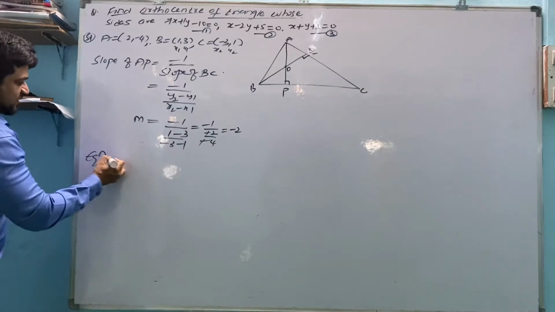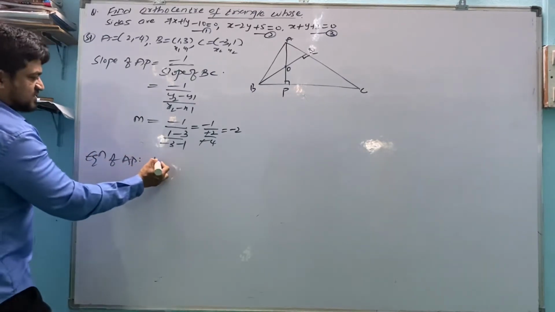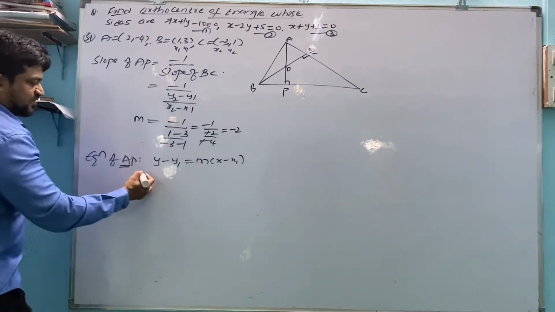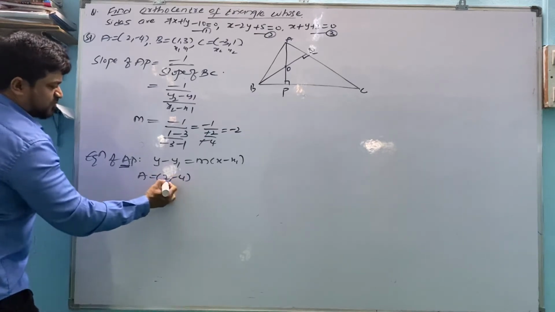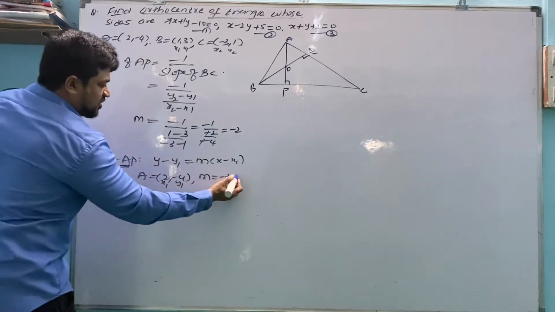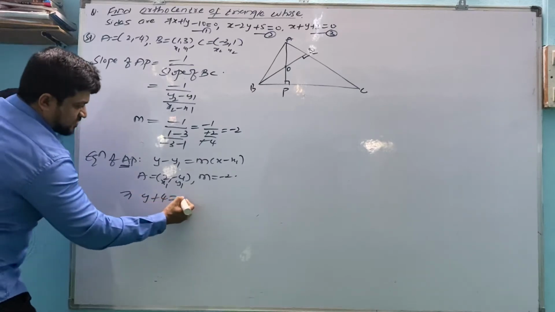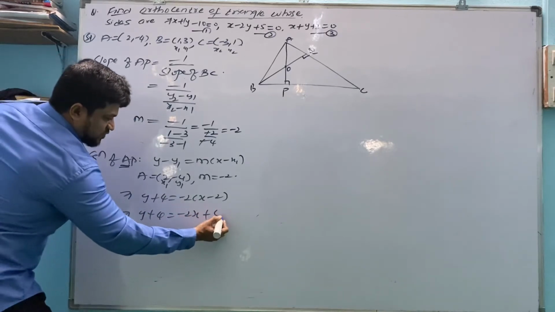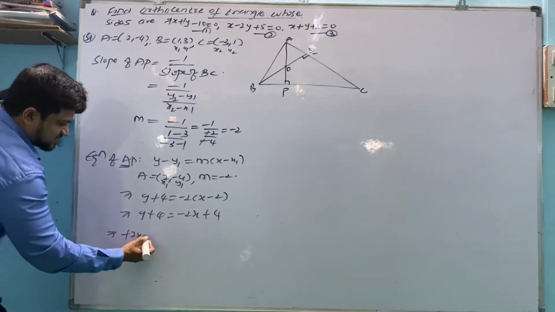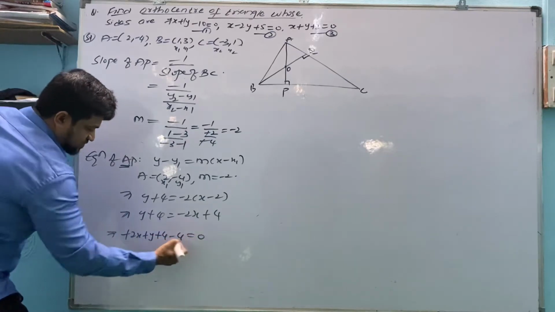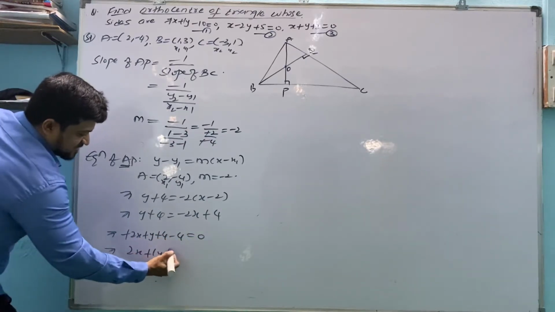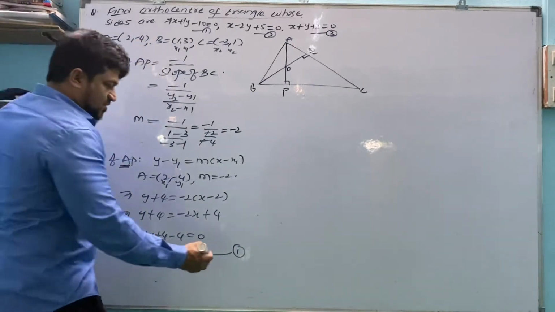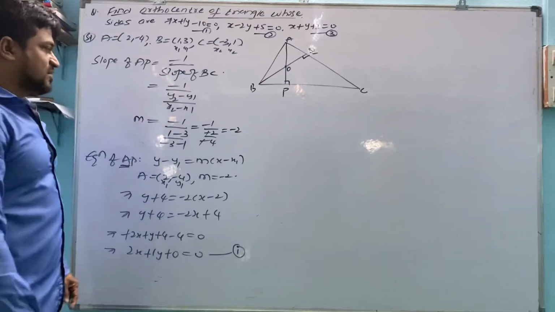Now the equation of AP. The equation of AP is y minus y1 equals m into x minus x1. Because we are finding AP, vertex A is used here as the point on the line, x1 y1, and the slope is what we got just now. So y plus 4 equals minus 2 into x minus 2. Minus 2x comes this side, plus 2x plus y plus 4 minus 4 equals 0. So 2x plus 1y plus 0 equals 0. This is equation Roman 1.